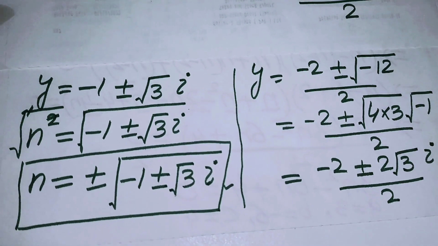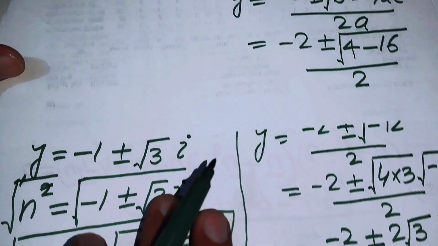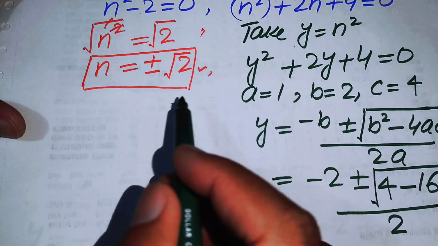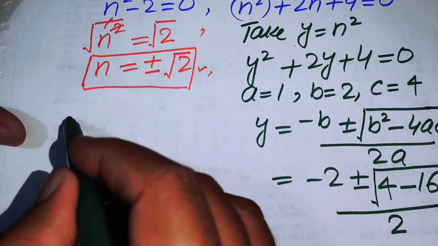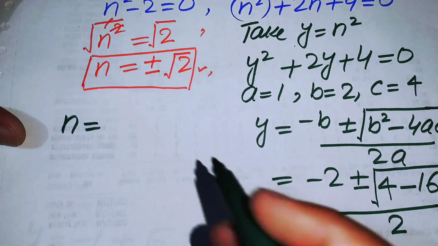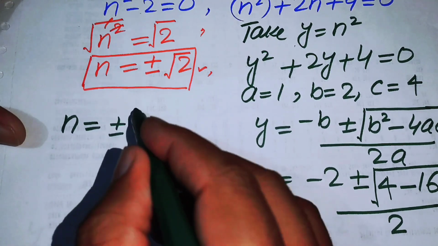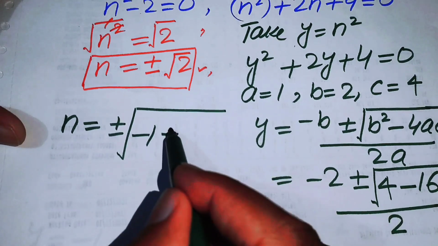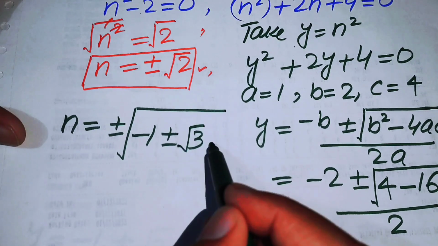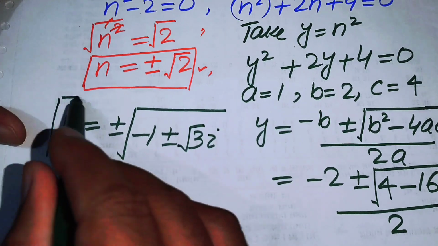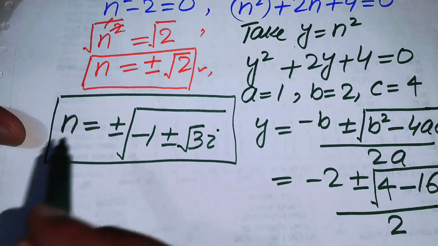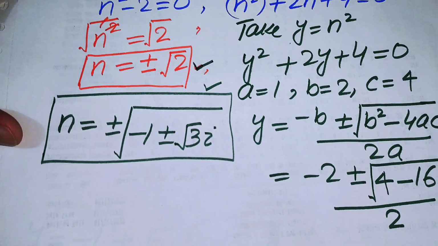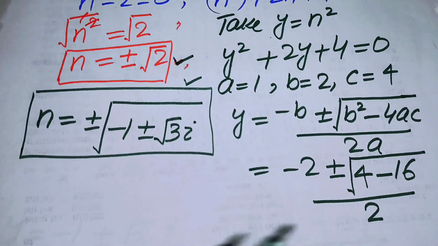So finally we have the two roots of the given question: n is equal to plus minus square root of 2, and the other four roots are n is equal to plus minus square root of minus 1 plus minus square root of 3 iota. So these are the other four roots. So these 4 and 2 are the total six roots of the given problem, and this is our final answer of this question.